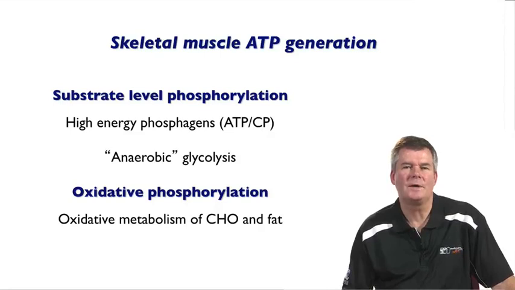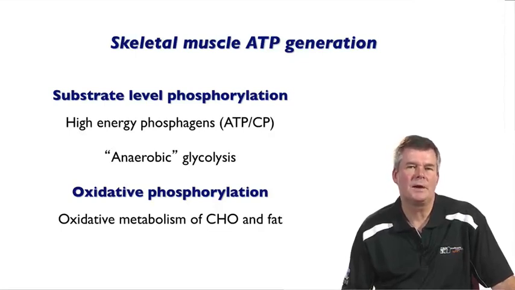The other pathway is the so-called anaerobic glycolysis, where glucose units, either from blood glucose or muscle glycogen, are broken down in a series of steps to pyruvate, which can then either be oxidized or converted to lactate. And at high rates of energy expenditure, the conversion of pyruvate to lactate is the dominant pathway.